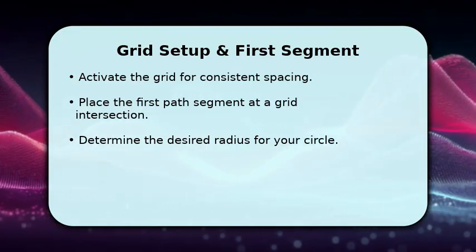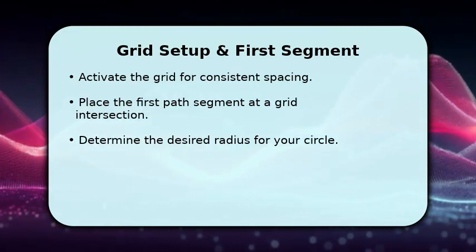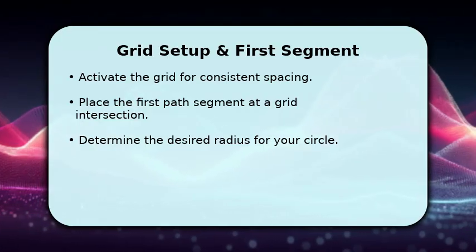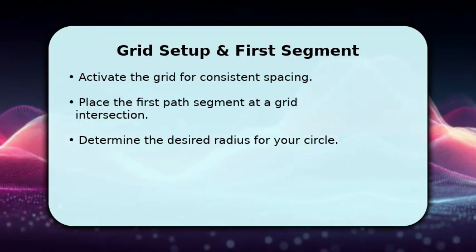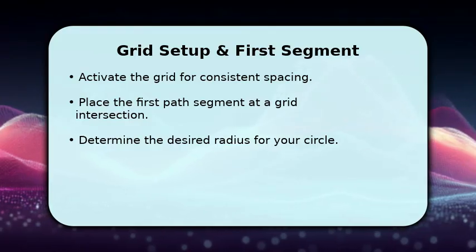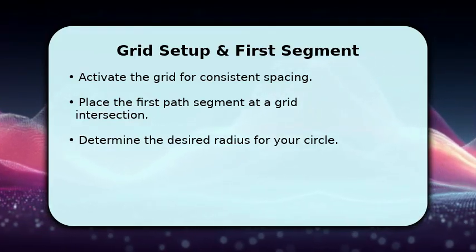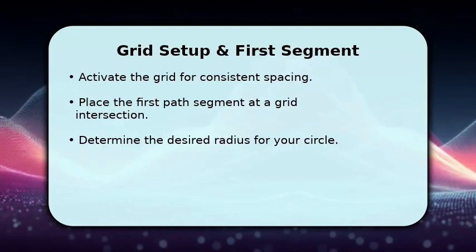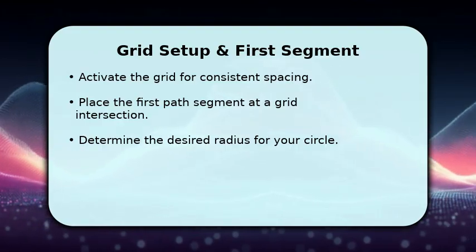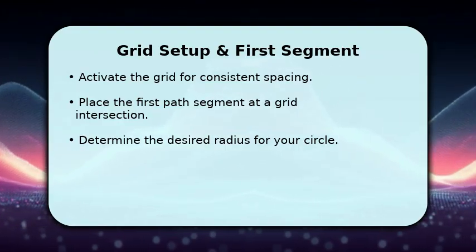Place your initial path segment at a clear grid intersection. Now, decide on your circle's radius. For example, a radius of 4 grid squares creates a nice, open area. This foundational step ensures your circle will be symmetrical and well-proportioned.